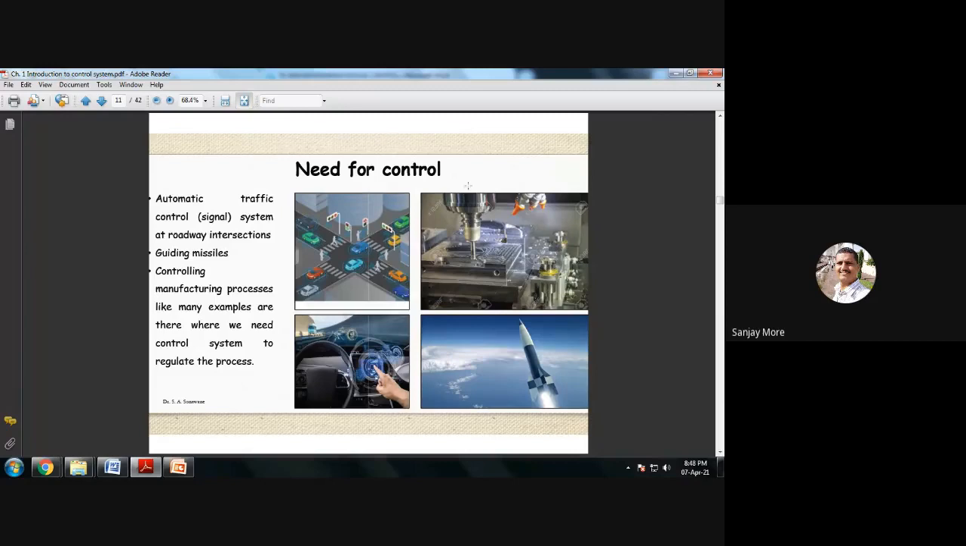Then here, this diagram displays the guiding of missiles. Also manufacturing process is totally based on robotics. Manpower is totally reduced and automation is introduced. So that's why where automation is used, control system is required to regulate or maintain this total process. Control system is required. Okay.